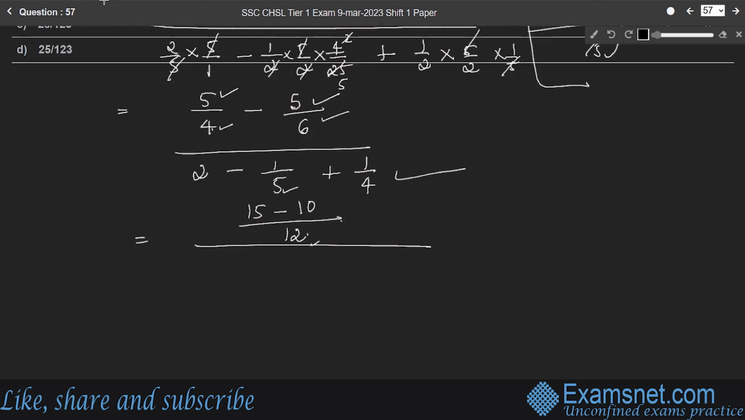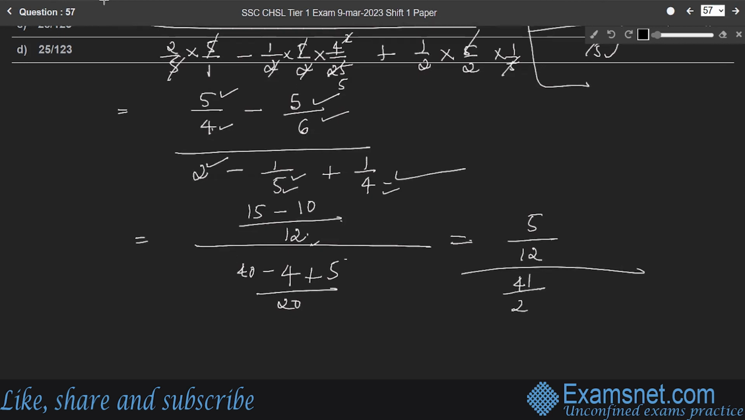Consider the denominator part. So we'll take LCM of 5 and 4 here. So it is 20. So 20 into 2, which is 40, minus. Since 5 into 4 is 20, so 1 into 4, 4. So 4 into 5 is 20 plus 5, which is equal to, right? So 15 minus 10 is 5 by 12 whole divided by, so 40 plus 1, 41 by 20.